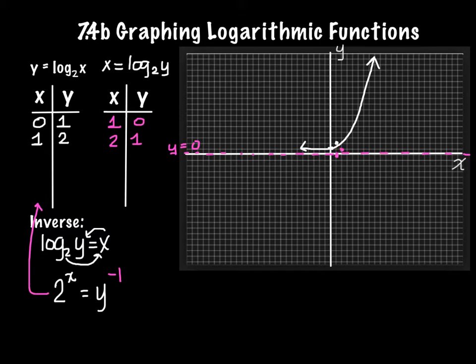And if you remember back to inverses, everything inverses. The x and the y switch places. The domain and range switch places. The table, x and y switch places. So the other thing you need to know is the asymptote completely changes. So instead of having a y equals 0 asymptote, I'm going to have an x equals 0 asymptote. So I'm now going to have an asymptote here.